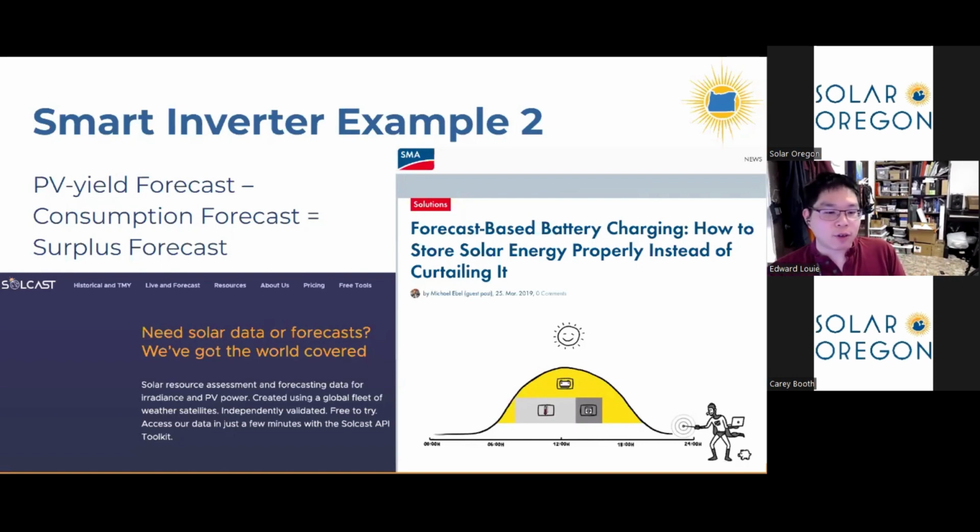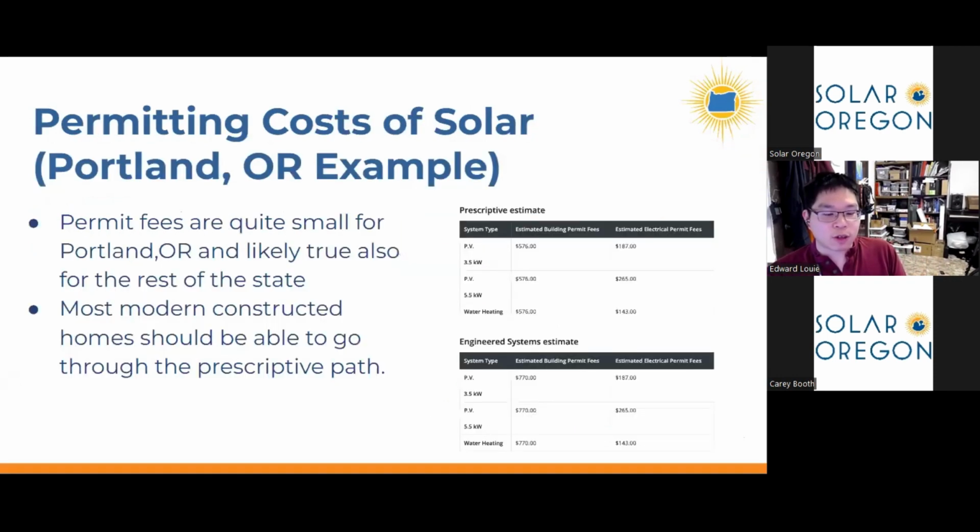And then next slide, we have another example of a smart inverter. Or maybe we don't have the slide, but anyways, I thought I had a slide of another inverter. But anyways, permitting cost. There has been some people kicking around that permitting cost is an impediment.